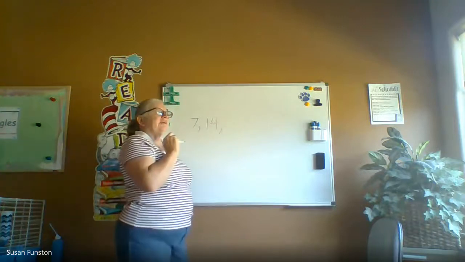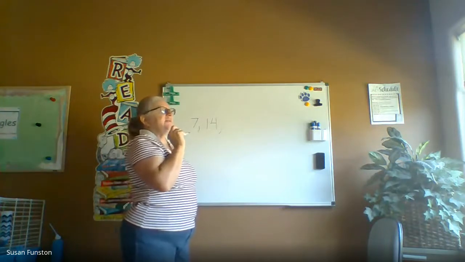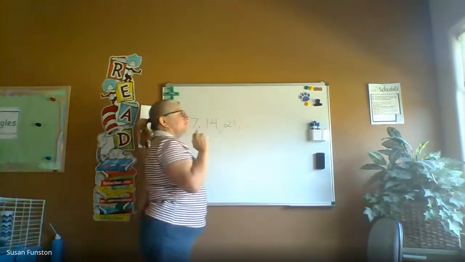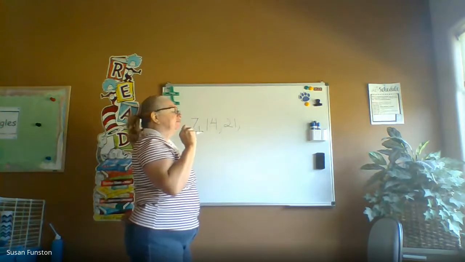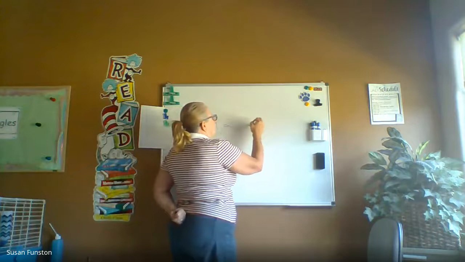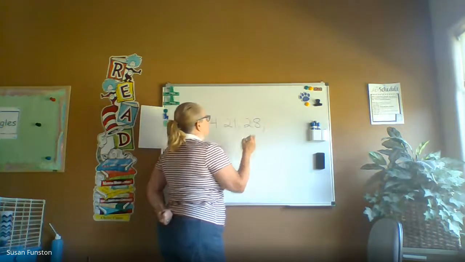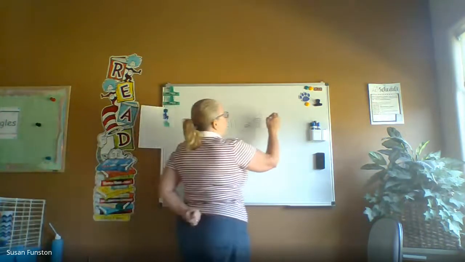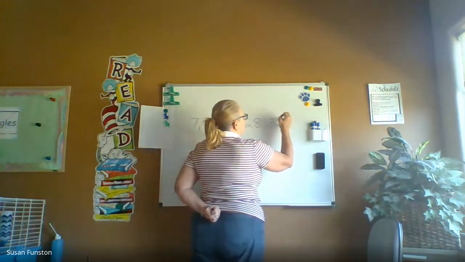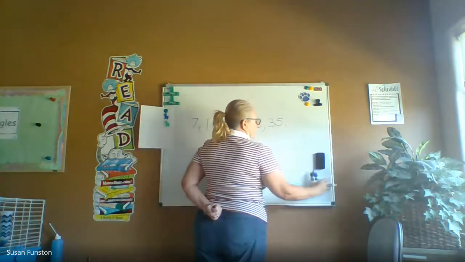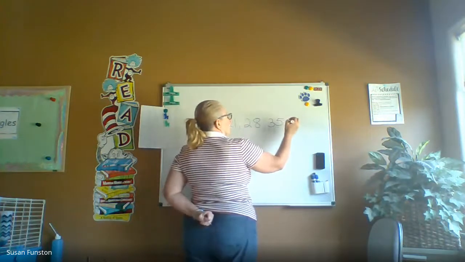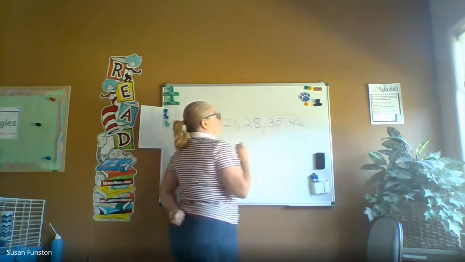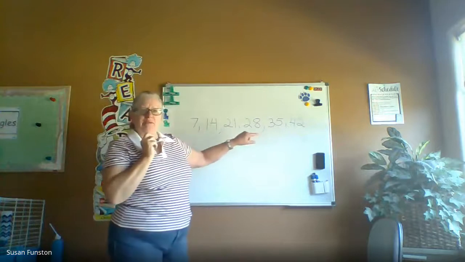And our next number would be 15, 16, 17, 18, 19, 20, 21, 22, 23, 24, 25, 26, 27, 28, 29, 30, 31, 32, 33, 34, 35, 36, 37, 38, 39, 40, 41, 42. Okay, let's count together, forwards and backwards.